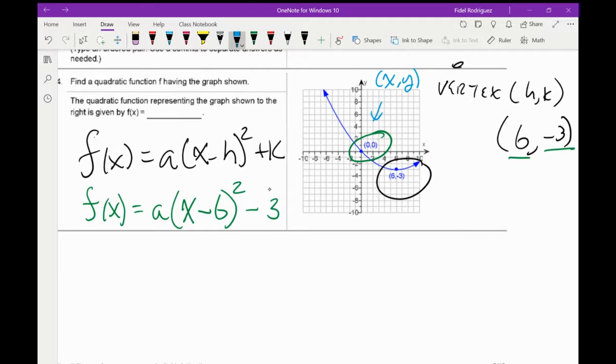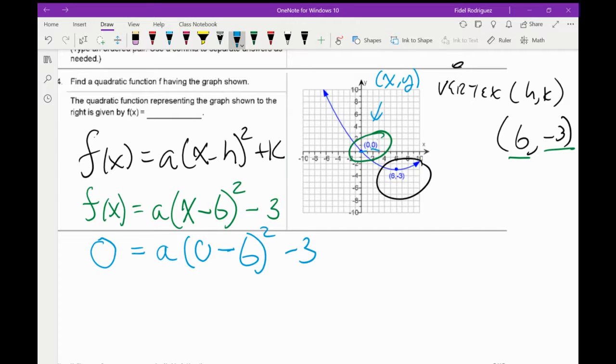So what I'm going to do is come back to the equation we have, and everywhere I have an x, I'm going to put a 0, and everywhere I have a y, I put a 0. Now, guys, f of x is the same thing as the number y. So I'm going to put a 0 right there. And x is also the number 0, minus 6 squared minus 3. So now I'm just taking another step and substituting those values.